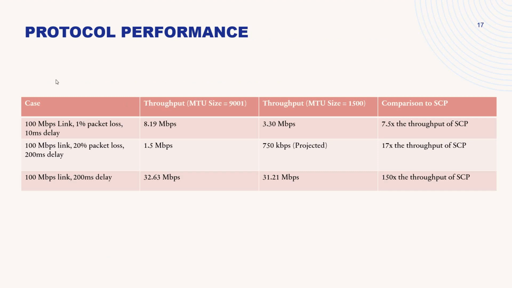So let us look at the performance of our protocol. We can see for a 100 Mbps link and 200 milliseconds delay, we're getting a throughput of 32.63 megabits per second. So this is around 150 times the throughput of SCP. Our way of sending all the data in the first round and sending only the required retransmissions in the retransmission round provides a pretty good throughput for this particular situation.